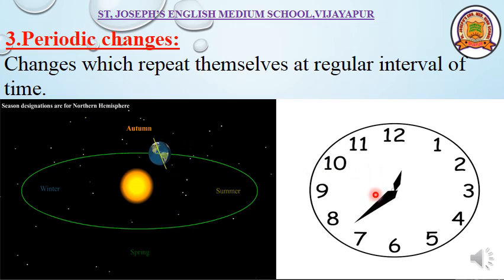Next example is movement of hands of the clock. You can see here every hour has very fixed minutes. 60 minutes make 1 hour. Yes, each minute, each second has a fixed time, right? 60 seconds make 1 minute, 60 minutes make 1 hour. So, these are the changes which we are going to observe, which take place in a particular interval of time.